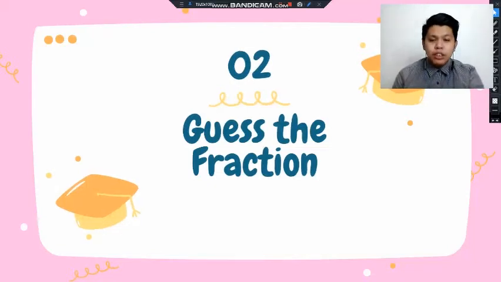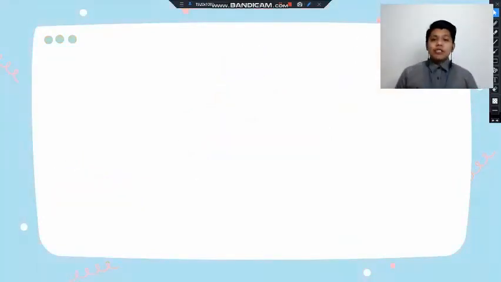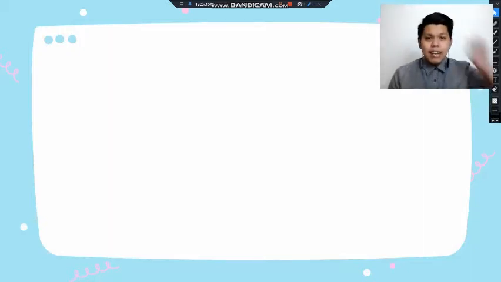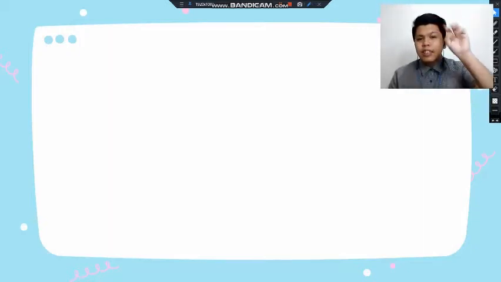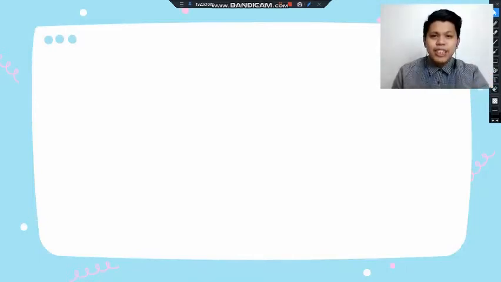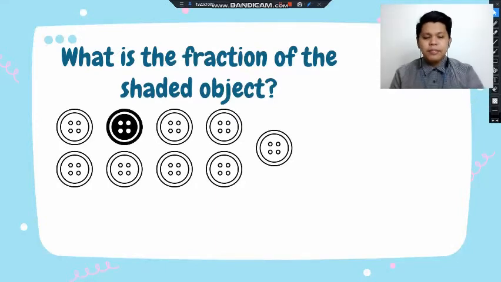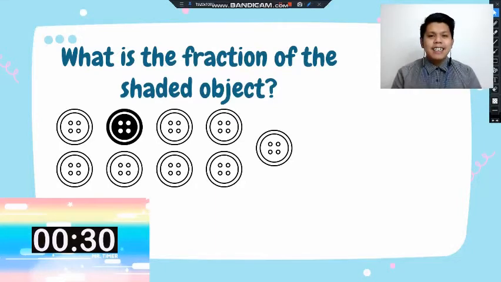Now, what you are doing is to just write in your whiteboards what fraction I am showing to you. I'll give you 30 seconds to write your answers. Get your whiteboards ready in 5, 4, 3, 2, 1. Here's our first example. What is the fraction of the shaded object? 30 seconds starts now.